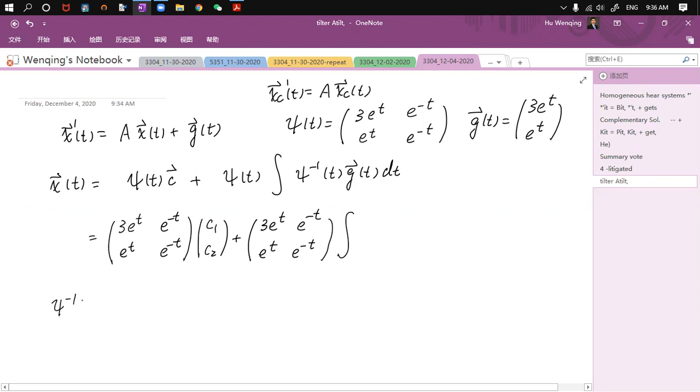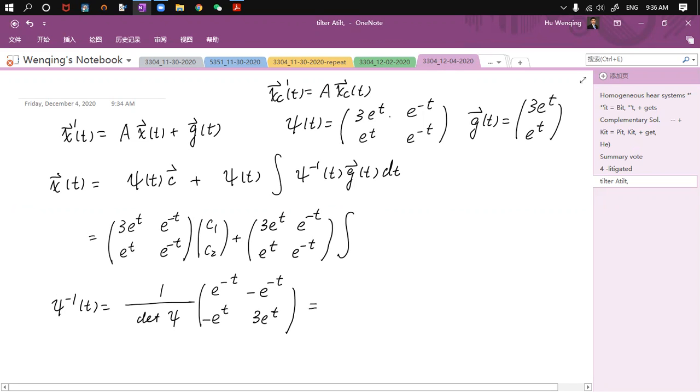So remember, the inverse of the matrix is 1 over the determinant times the matrix where you switch the diagonal. So e power minus t, 3 times e power t, switch the diagonal. You're going to take a negative on the off diagonal, okay?